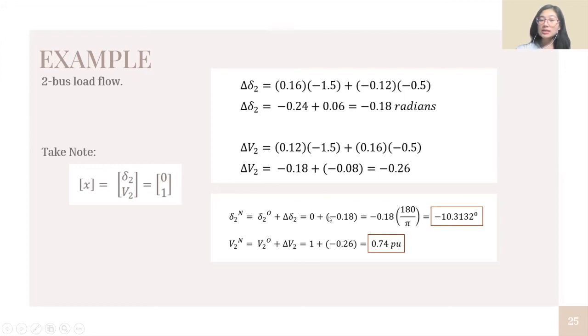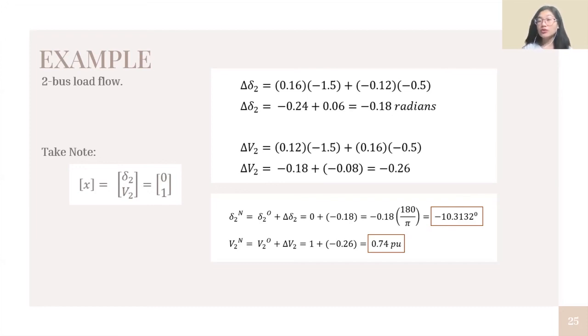So that's 0 plus negative 0.18, we will arrive to an answer of negative 0.18. But it is in radians. So we have to convert it into degrees since kailangan natin siya makuha in V at an angle of. Okay? So to be able to change our radians to degrees, that's simply multiplying 180 all over pi, and we are going to arrive at an answer of negative 10.3132 degrees. So now we have officially the value of our delta 2.